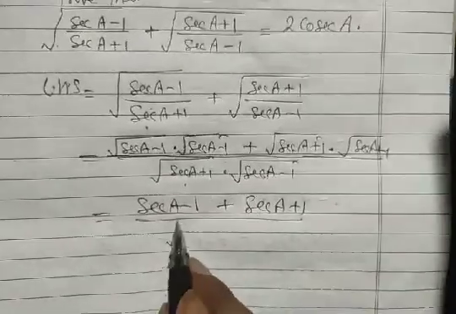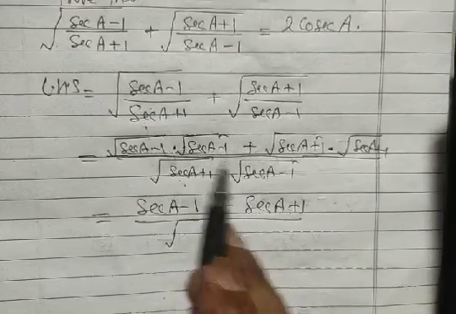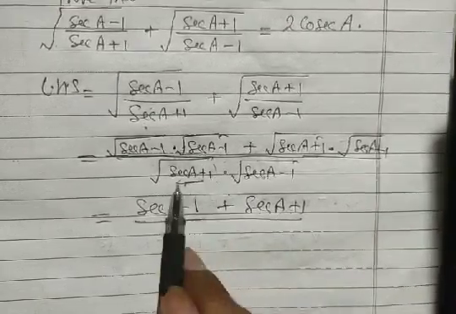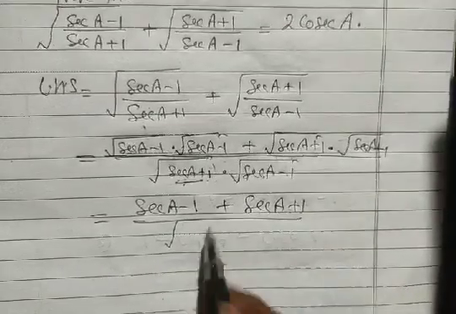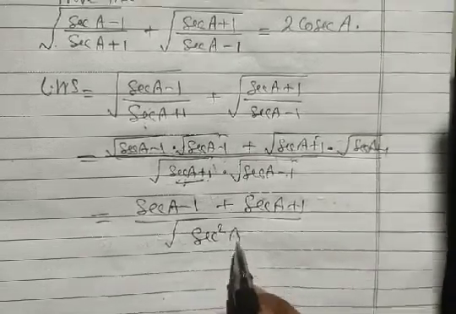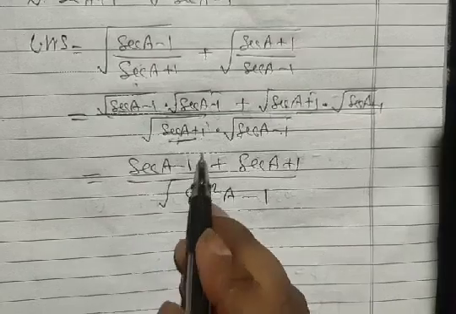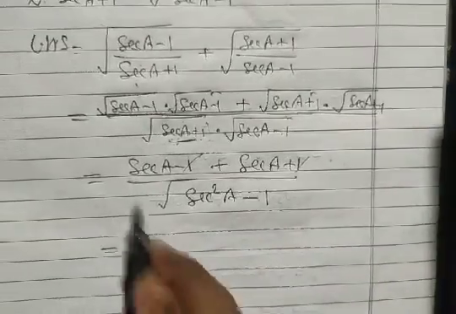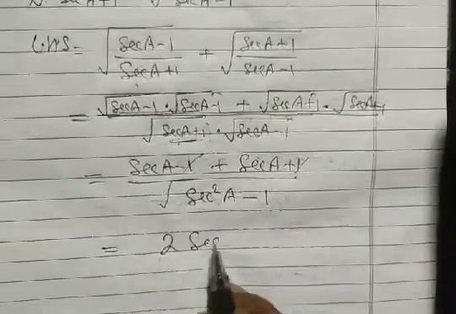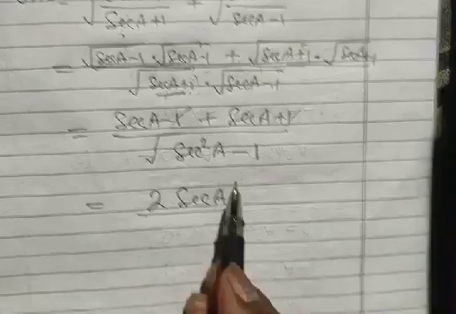Now both are in root and it's a multiplication. It's (a + b)(a - b), so we have a square minus b square. The square of 1 is 1. Now these 1s cancel each other. Now what do we have in the numerator? sec a plus sec a, 2 sec a. Now we have sec square a minus 1.